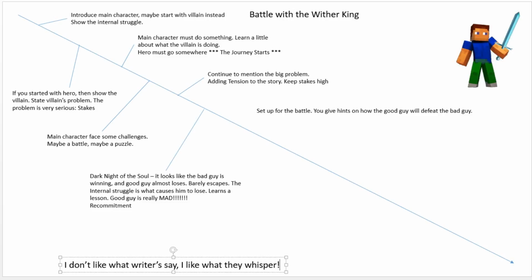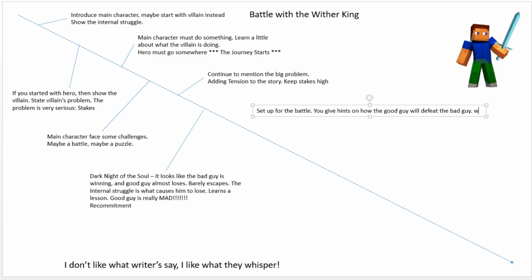So this means that the person that said this, and I'm sorry I don't remember who it is, I wish it was me. It's not. It's really clever. But he likes what writers write, but what's really important is what they hint at, what they whisper. The whispering, the hinting at what's going to happen so that the reader has to figure it out. That's really important. And so that's a really cool quote. I really like that. So here, we're going to set up the battle and we're going to give hints about how the good guy is going to defeat him.